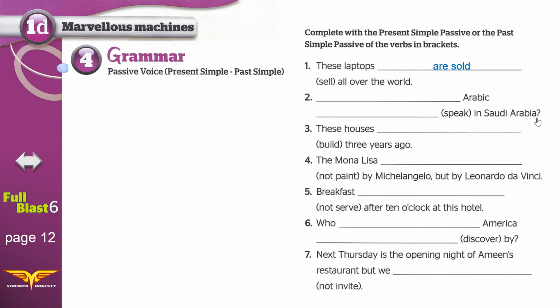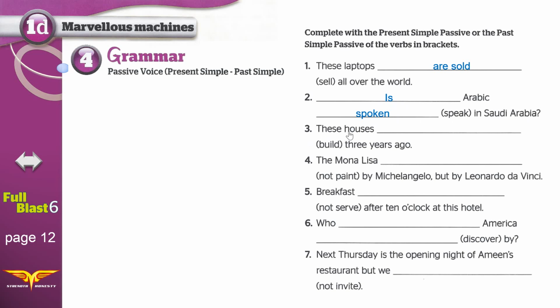2. This one is a question. How will we start this question? We start with the verb be. We are talking about Arabic. Is it past or present? No, it's present. We are talking about Arabic being spoken in Saudi Arabia. It happens all the time. People speak Arabic all the time in Saudi Arabia. So is Arabic spoken in Saudi Arabia?